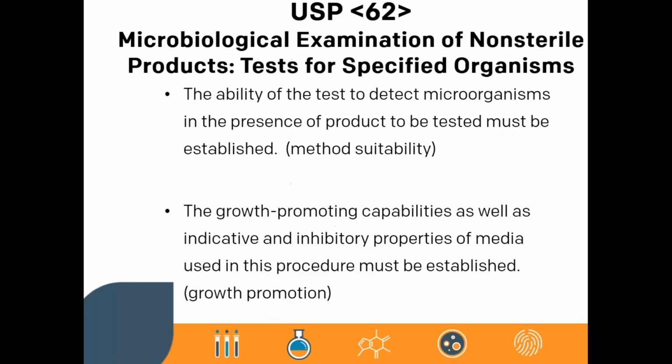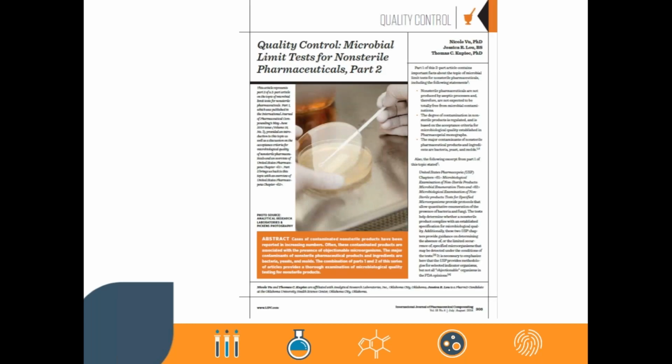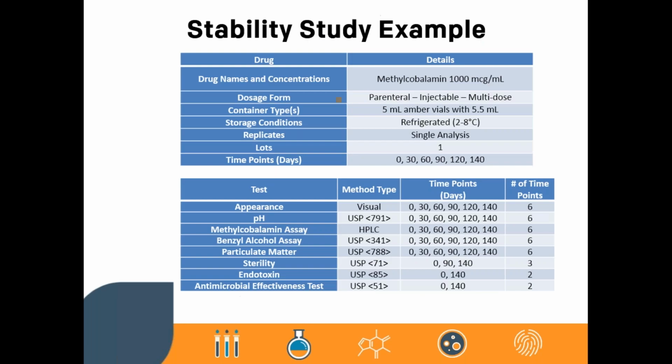I also want to point out it's important when running a method 62, or an absence of the objectionable organisms, to do both a method suitability and, again, growth promotion. And there's another article that's been given to you as a PDF at the end of this webinar. This is an example of the stability study protocol.